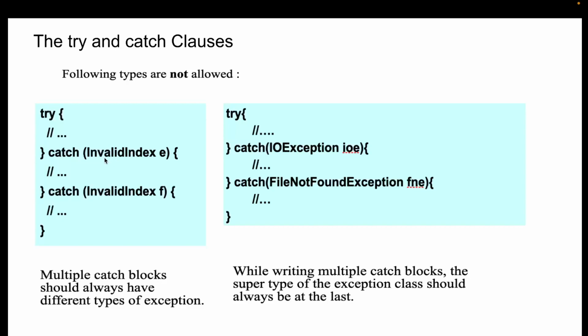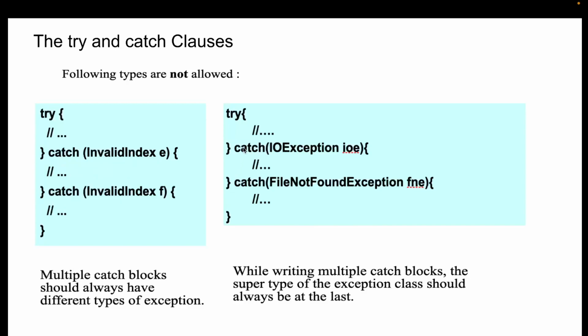Here you can see invalid index e and invalid index f. So the type of exception that we are writing in both the catch blocks is the same. So this is not allowed in Java. Either you should change one of the exception types. So this will never be allowed.